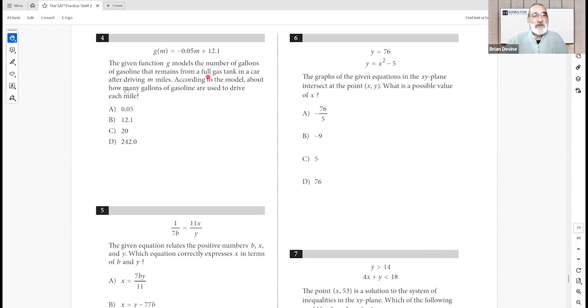According to the model, about how many gallons of gasoline are used to drive each mile? Well, it's got to be the slope. And so we're taking out 0.05 gallons of gasoline for every mile we drive. So A is the correct answer.